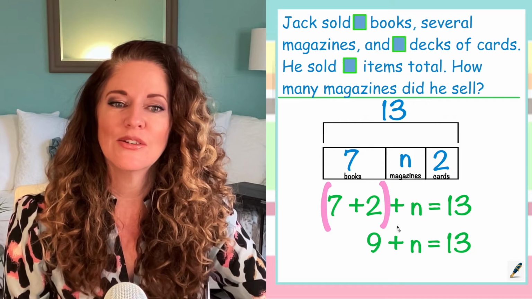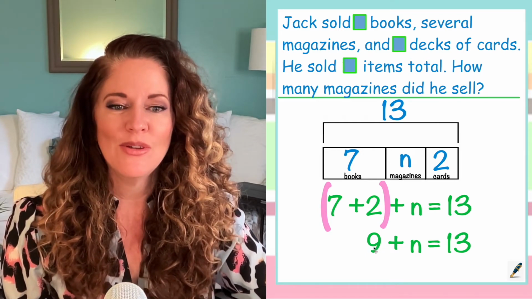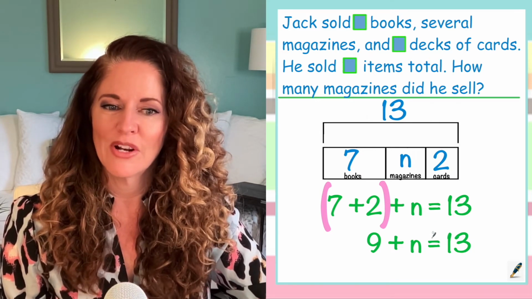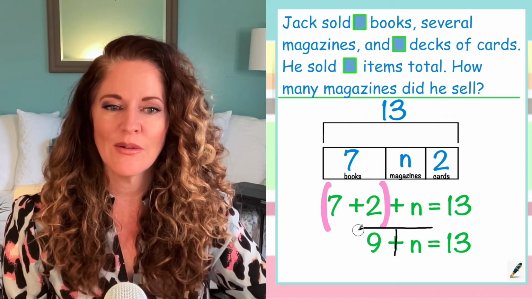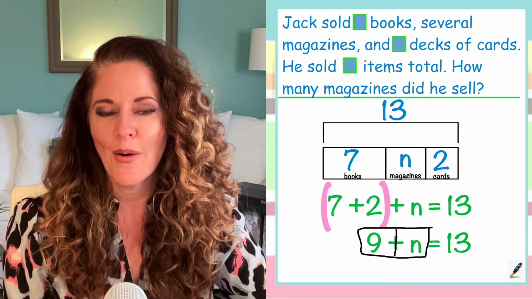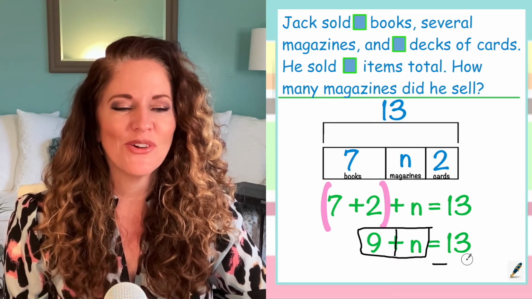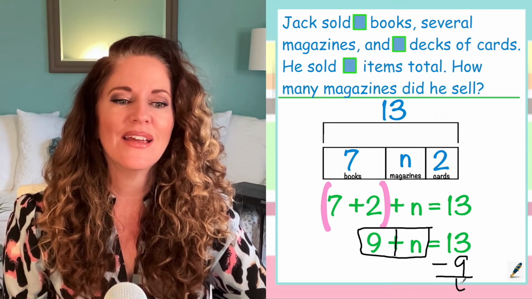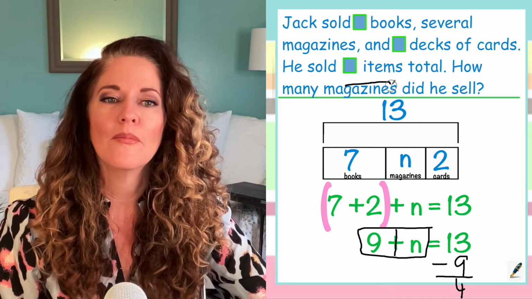7 plus 2, we're doing that first, that gives us 9. So my new equation is now 9 plus n. Now, what am I missing, part or whole? Here's my plus sign, so I know these must be my parts. I am missing a part. So to find that answer, I need to subtract. 13 minus 9 gives me 4. So he sold 4 magazines.